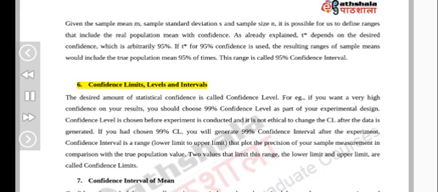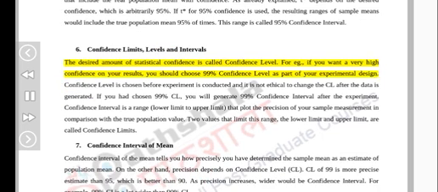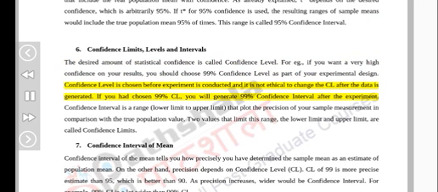Confidence limits, levels and intervals. The desired amount of statistical confidence is called the confidence level. For example, if you want very high confidence in your results, you should choose a 99% confidence level as part of your experimental design. The confidence level is chosen before the experiment is conducted and it is not ethical to change the CL after the data is generated. If you had chosen 99% CL, you will generate a 99% confidence interval after the experiment. A confidence interval is a range from lower limit to upper limit that plots the precision of your sample measurement in comparison with the true population value. The two values that limit this range, the lower limit and upper limit, are called confidence limits.